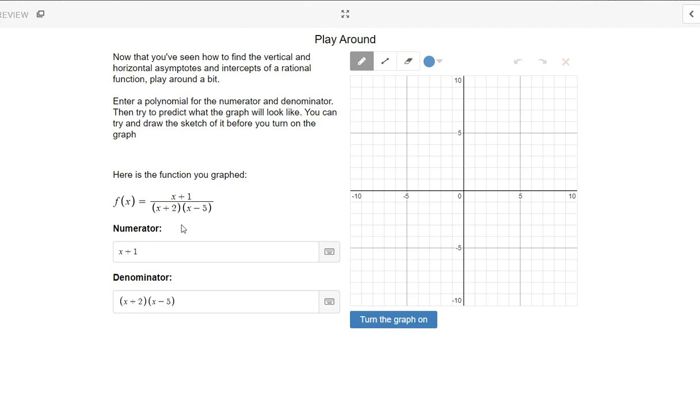So to wrap this up, if I want to graph something like this rational function here, it's useful to be able to tell where the asymptotes are and where the intercepts are. And then that kind of gives me an outline of what the graph should look like.